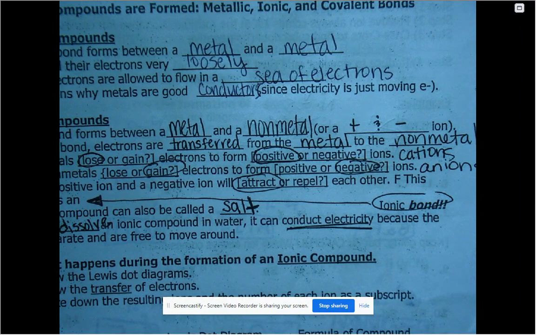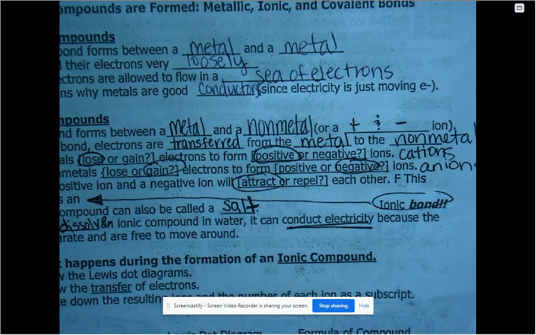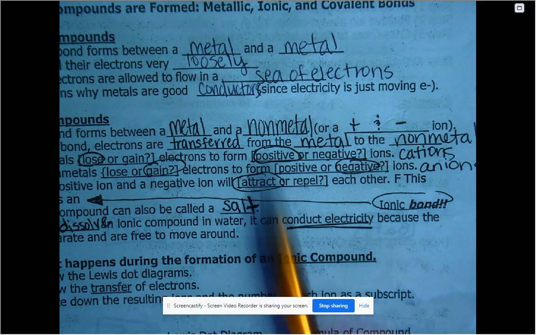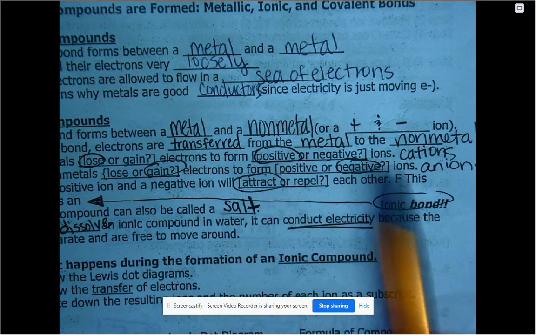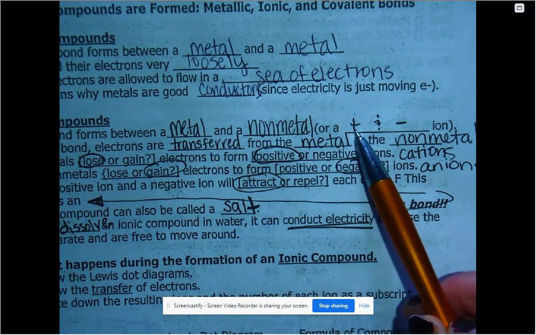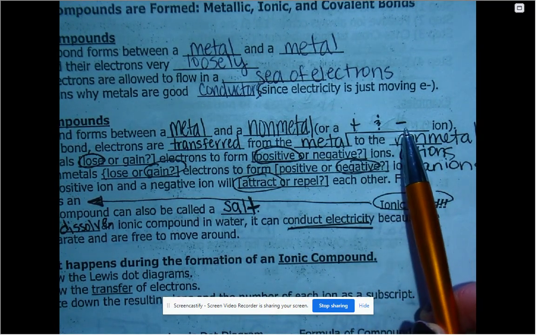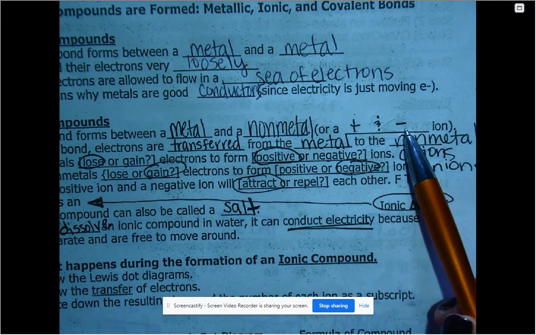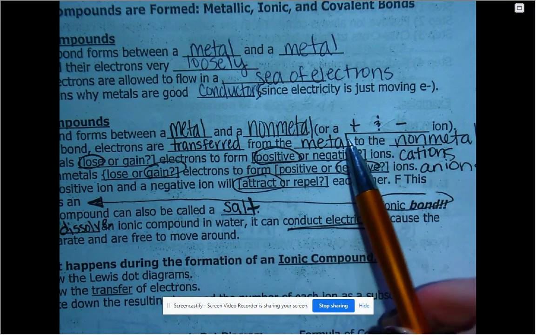We're all good. Okay. So the next topic is the ionic compound. It should already be filled in for you, so just read along with me. It says an ionic bond forms between a metal and a nonmetal, which means it has a positive thing and a negative thing. So, who remembers what did we call the positive ion?